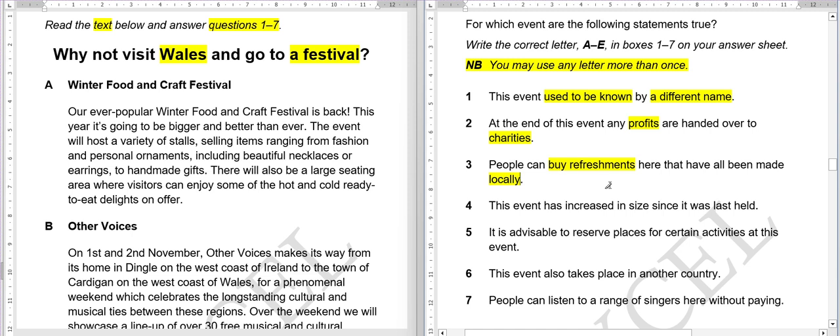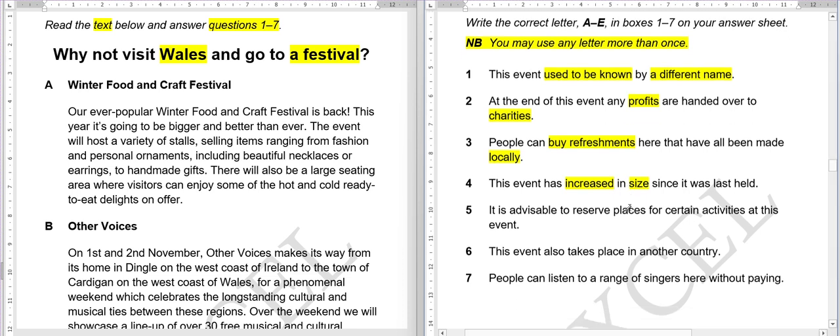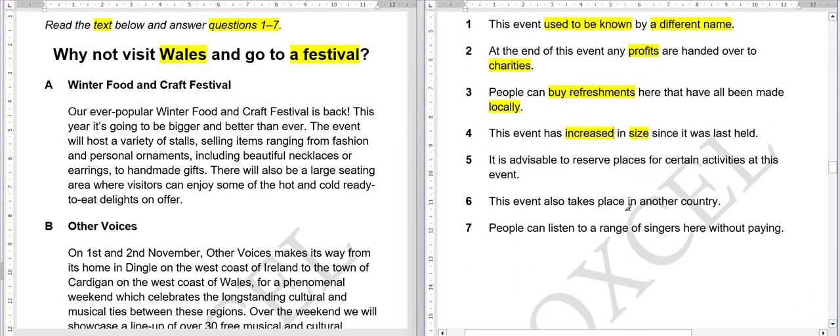Fourth, this event has increased in size since it was last held. So the size of this event has increased. So maybe it now has more people, something like that. So the size of the event will be more than the previous one.